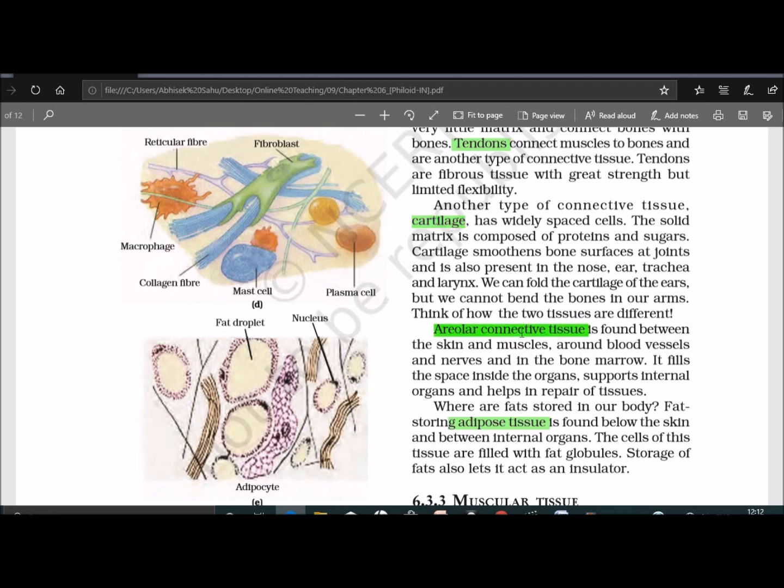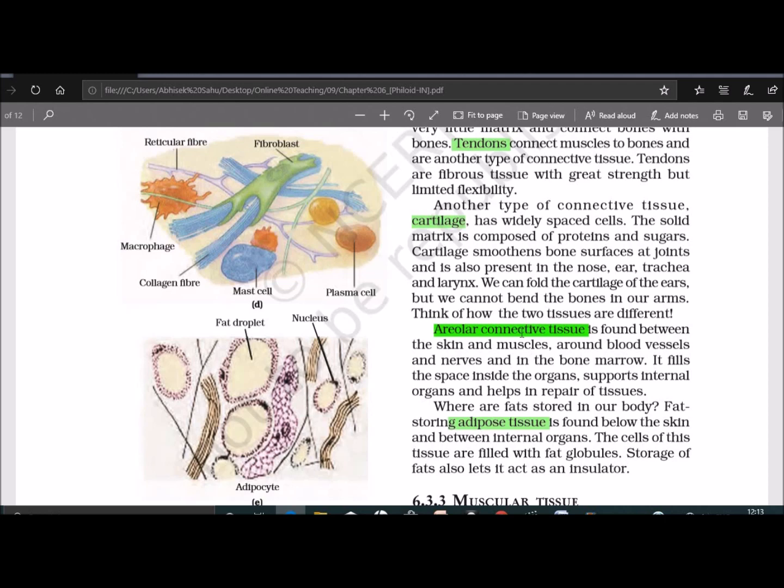The next connective tissue is the areolar tissue. These are cells which are loosely packed. The matrix contains fiber and macrophages. It is found in the skin, muscle, around the blood vessels and nerves, and in the bone marrow. It fills the space inside the organ, supports the internal organs, and helps in the repair of the tissue.